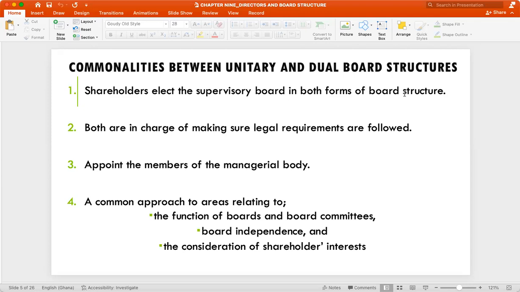It is even clearer in the dual board structure. In the dual board structure, it is the shareholders that will appoint the supervisory board, and the supervisory board will appoint members of the management board of the company. Okay. They have a common approach to areas relating to the function of boards and board committees. So in both types of boards, they have commonality in terms of the functions of boards and board committees, board independence, and the consideration of shareholders' interest whenever they're making decisions.